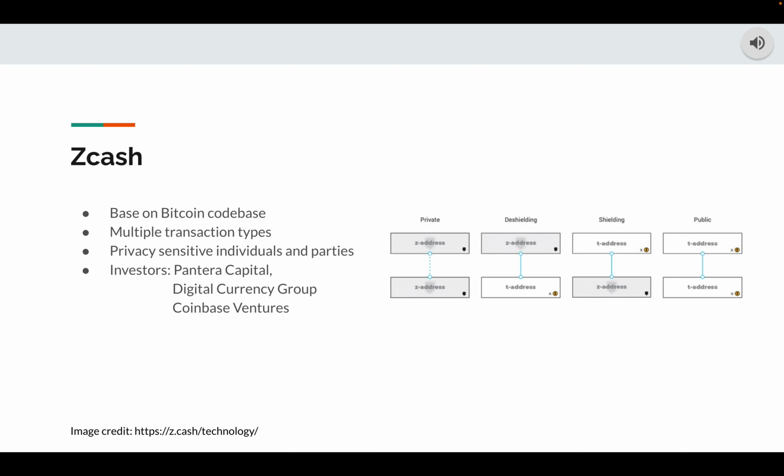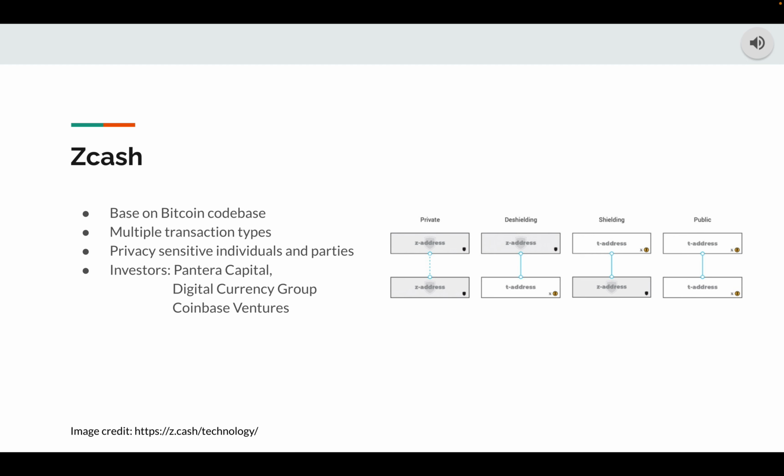Between these two types of addresses, there are 4 transaction types. A T2T transaction works just like Bitcoin. The sender, receiver, and the transaction value are publicly visible. While many wallets and exchanges exclusively use T addresses today, many are moving to shielded addresses to better protect their privacy.